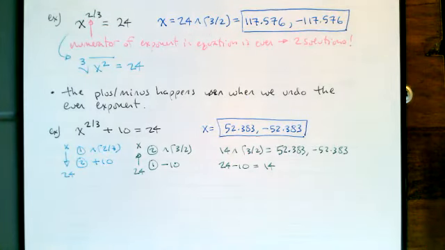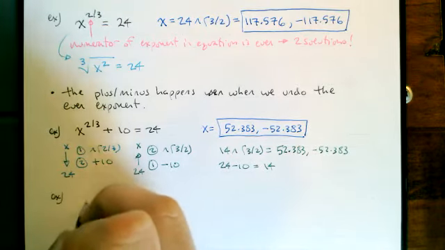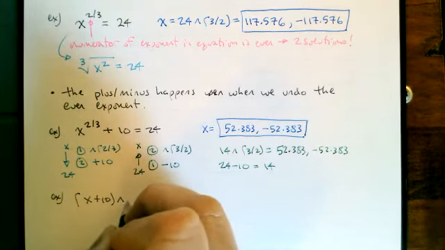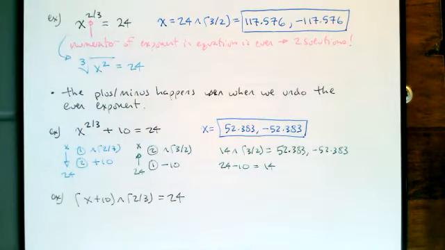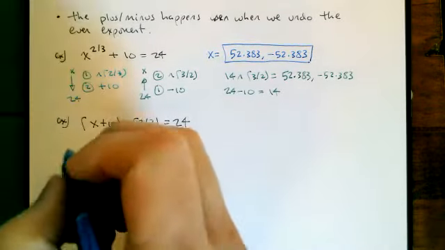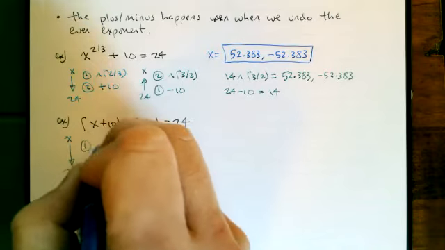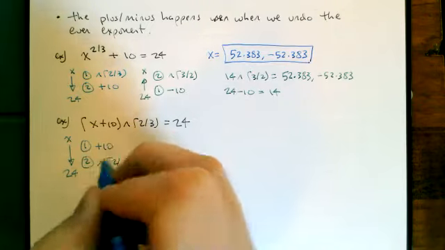We should compare this if the 2/3 exponent and the plus 10 happen in the other order. So for example, if I have an equation that says x plus 10, then raise to the 2/3 power, and that still equals 24, x turns into 24 in the different order. So we have to keep track of when the plus and minus part will show up. First, we add 10, and second, we raise to the 2/3 power in this equation.